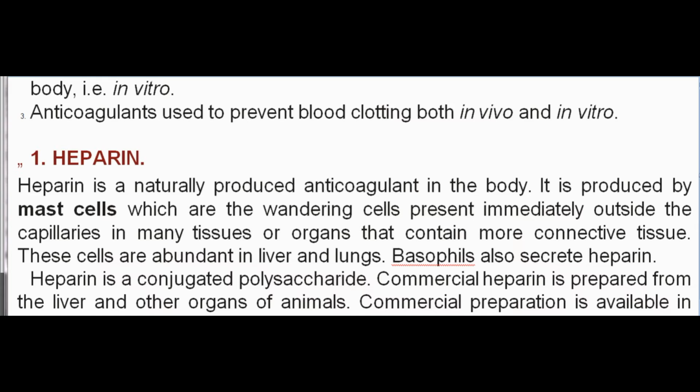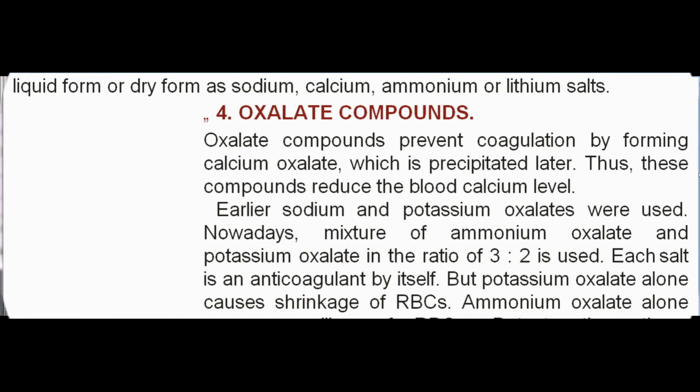1. Heparin. Heparin is a naturally produced anticoagulant in the body. It is produced by mast cells, which are the wandering cells present immediately outside the capillaries in many tissues or organs that contain more connective tissue. These cells are abundant in liver and lungs. Basophils also secrete heparin. Heparin is a conjugated polysaccharide. Commercial heparin is prepared from the liver and other organs of animals. Commercial preparation is available in liquid form or dry form as sodium, calcium, ammonium, or lithium salts.